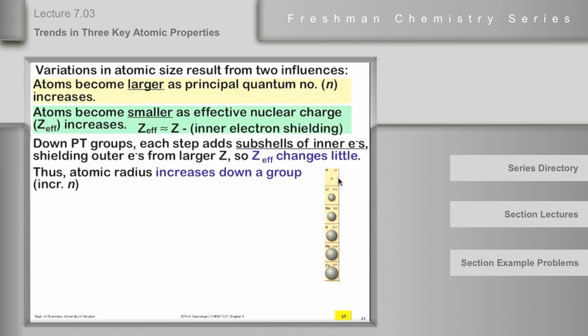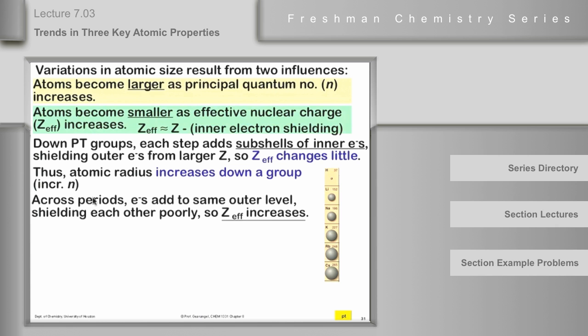So if we looked at, let's say, lithium, sodium, potassium, rubidium, and cesium, the effective nuclear charge doesn't change very much as we go down. But lithium's outer electron is 2s, and sodium's is 3s, and that's bigger than 2s. Potassium's is 4s, that's bigger than 3s. And with the shielding not changing very much as you go down, the value of n will make the difference. So there'll be an increasing trend in size going down.